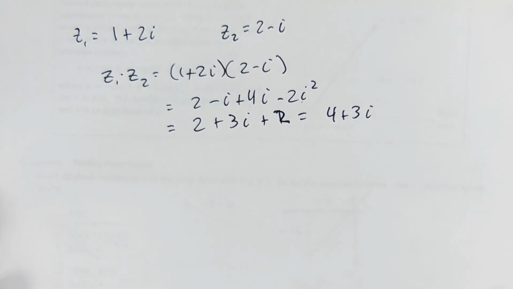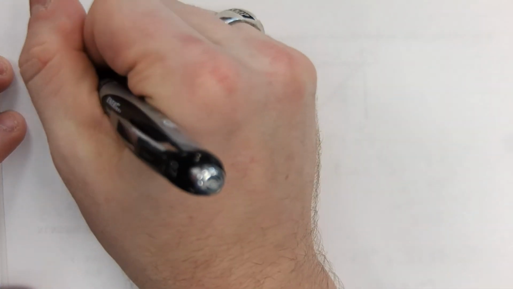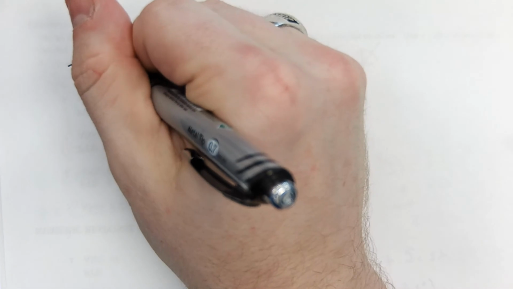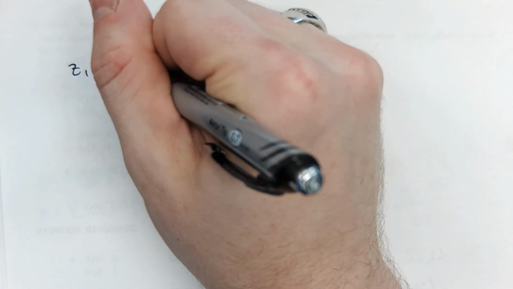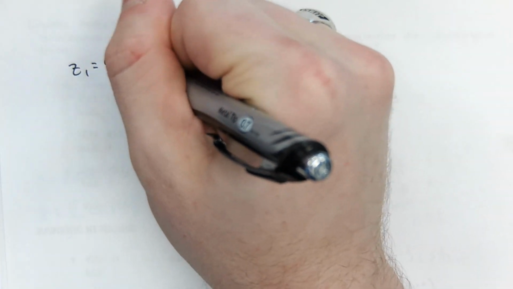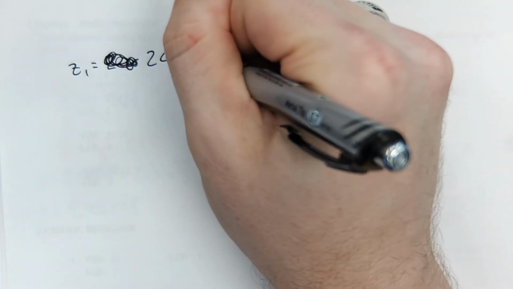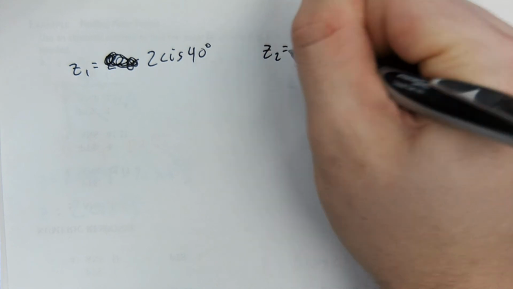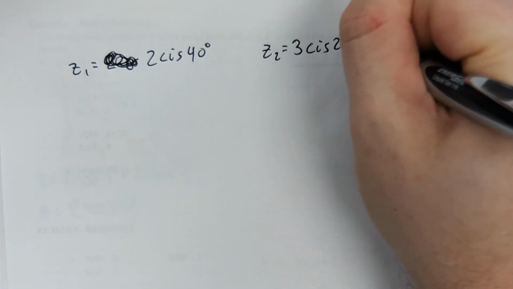Well, if you can multiply in Cartesian, why shouldn't you be allowed to multiply in polar? So let's say, for funsies, that z1 is, let's keep the numbers small, how about 2 CIS of 40 degrees. And I tell you that z2 is 3 CIS of 20 degrees.